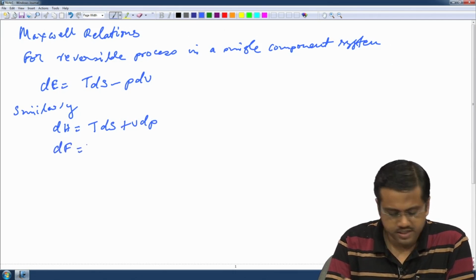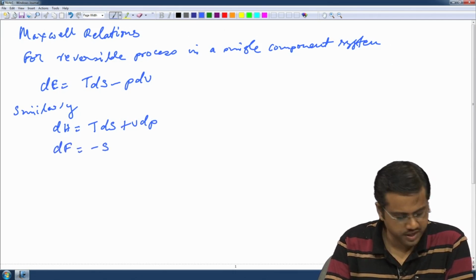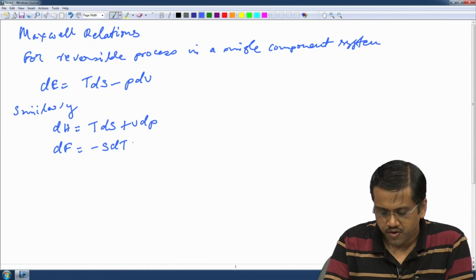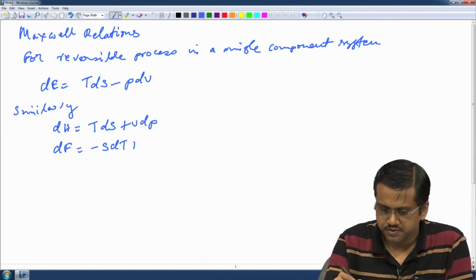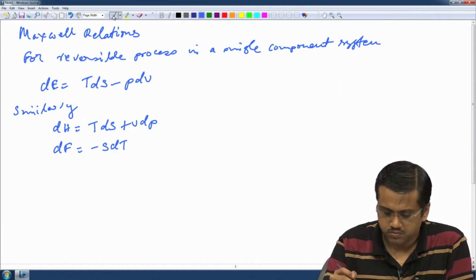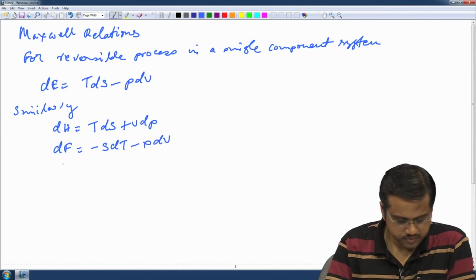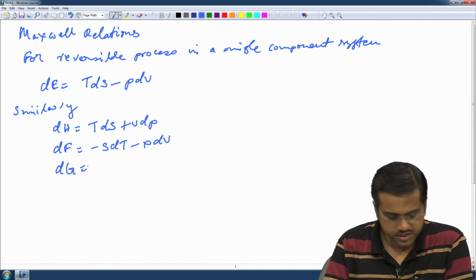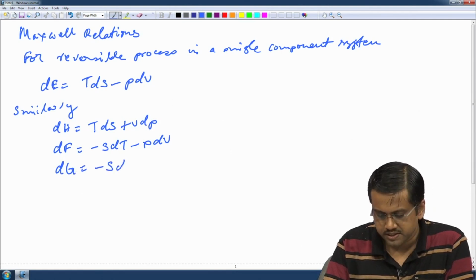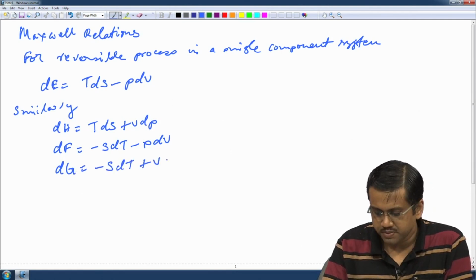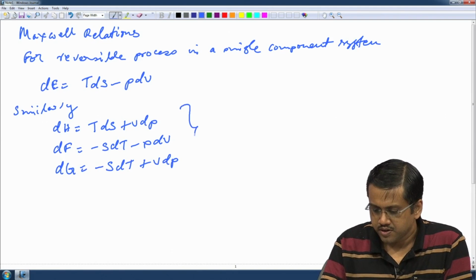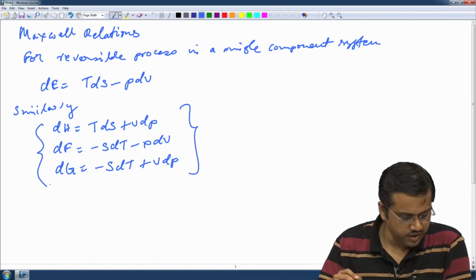Similarly, you can write it in terms of the Helmholtz free energy, minus SdT minus PdV, and the Gibbs free energy as well, so minus SdT plus VdP. So these are the equivalent forms.